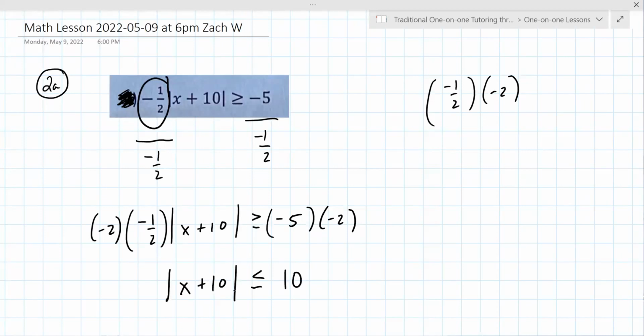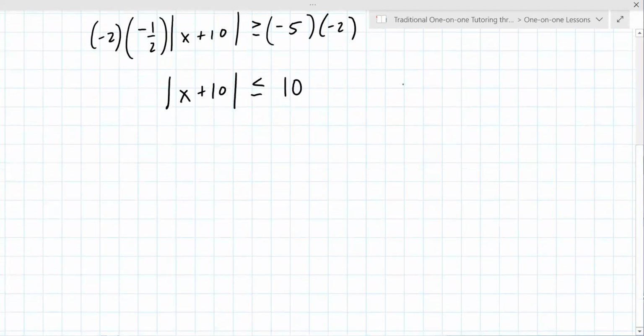So this is your new inequality. All right, so then the part I have trouble remembering is, do I make it like a plus minus type thing? So this is the between case. Less than or equal to is always the between case. So you put 10 here, -10 here, and then x plus 10 right in the middle.